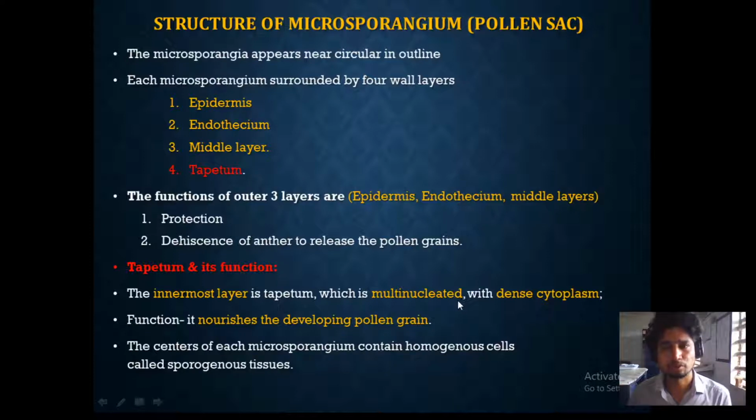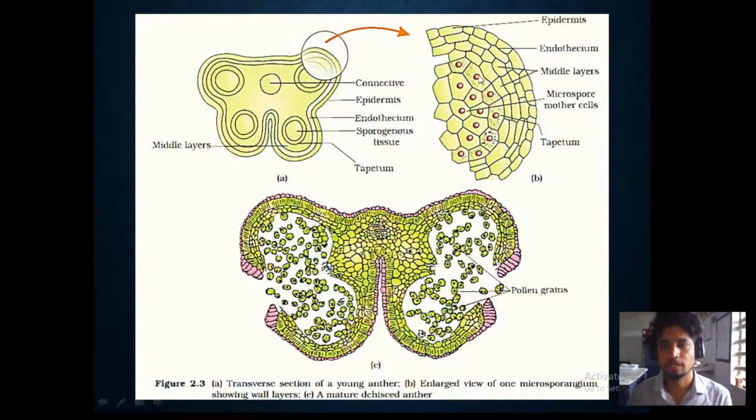Because they need to produce more food materials, they need more nuclear material to produce more proteins and other food materials. So they are multinucleated and have a dense cytoplasm. The dense cytoplasm indicates that they have a high amount of reserved food materials.